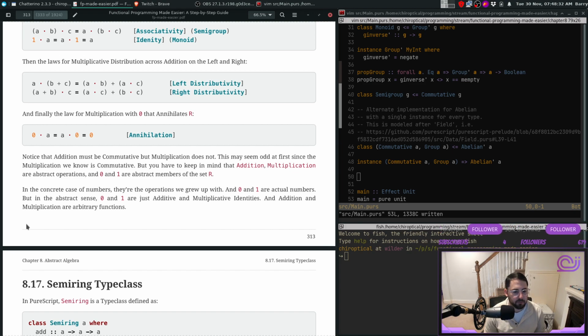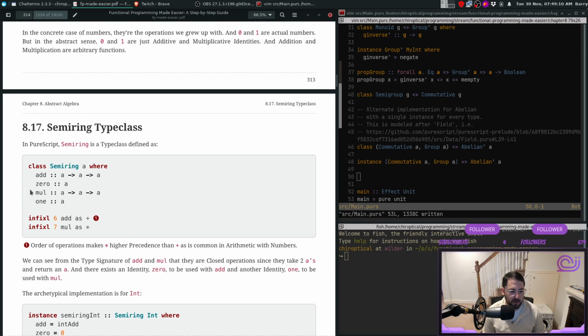I noticed that addition must be commutative, but multiplication does not. This may seem odd at first, since the multiplication we know is commutative, but you have to keep in mind that addition, multiplication, 0 and 1 are abstract operations and abstract members of the set R. In the concrete case of numbers, they're the operations we grew up with, and 0 and 1 are actual numbers, but in the abstract sense, 0 and 1 are just additive and multiplicative identities.